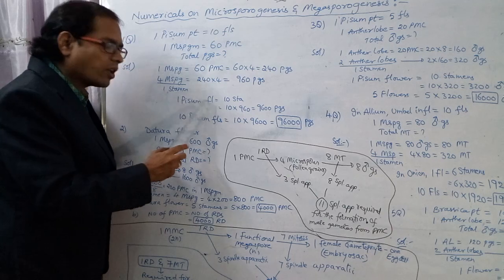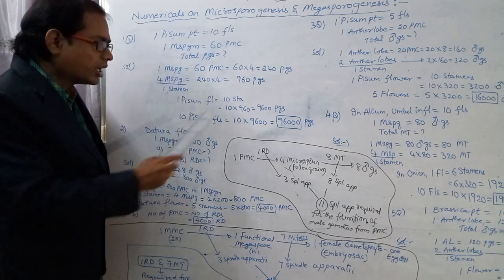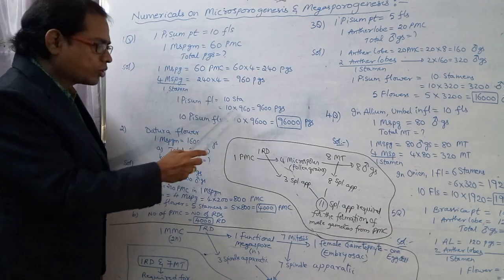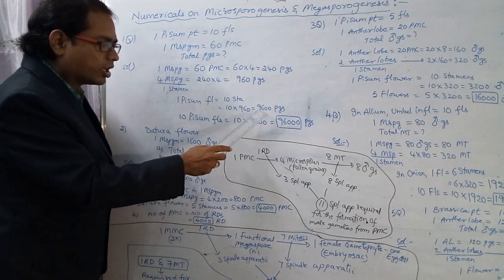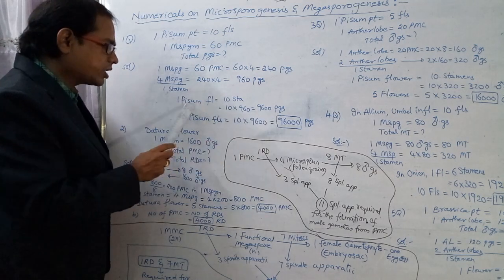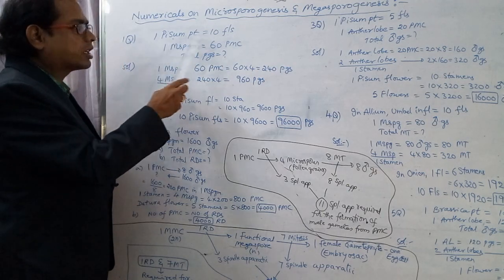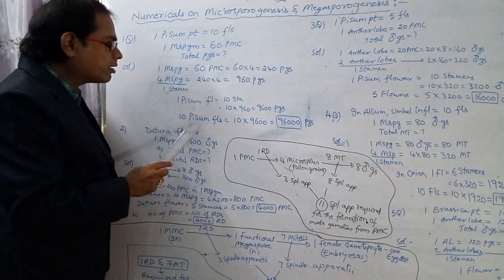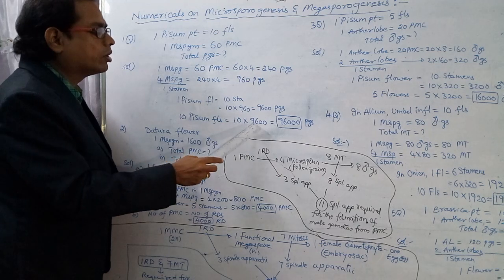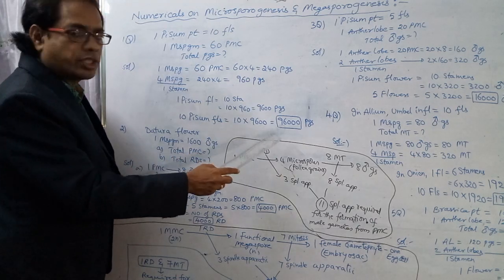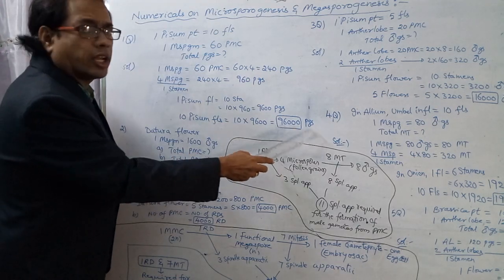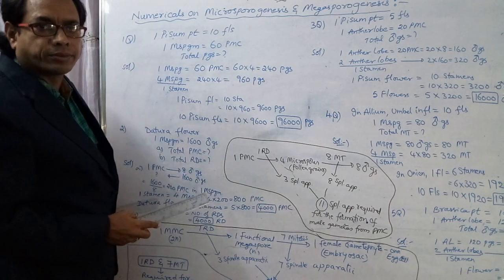In a Pisum flower, how many stamens are present? 10 stamens are present. So that is 10 into 960, 9600. That is one flower. And 10 Pisum flowers, here they ask 10 flowers. 10 Pisum flowers is equal to 10 into 9600, that is equal to 96,000 pollen grains.